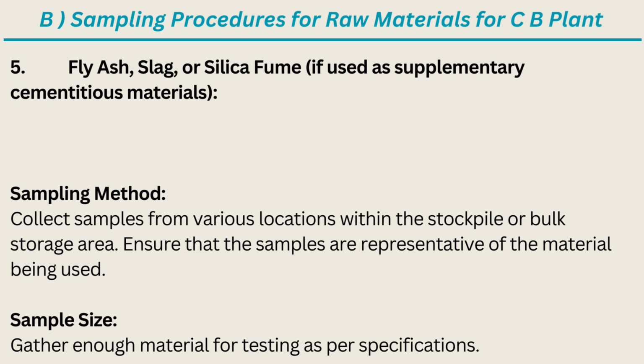5. Fly ash, slag, or silica fume, if used as supplementary cementitious materials. Sampling method: collect samples from various locations within the stockpile or bulk storage area. Ensure that the samples are representative of the material being used. Sample size: gather enough material for testing as per specifications.